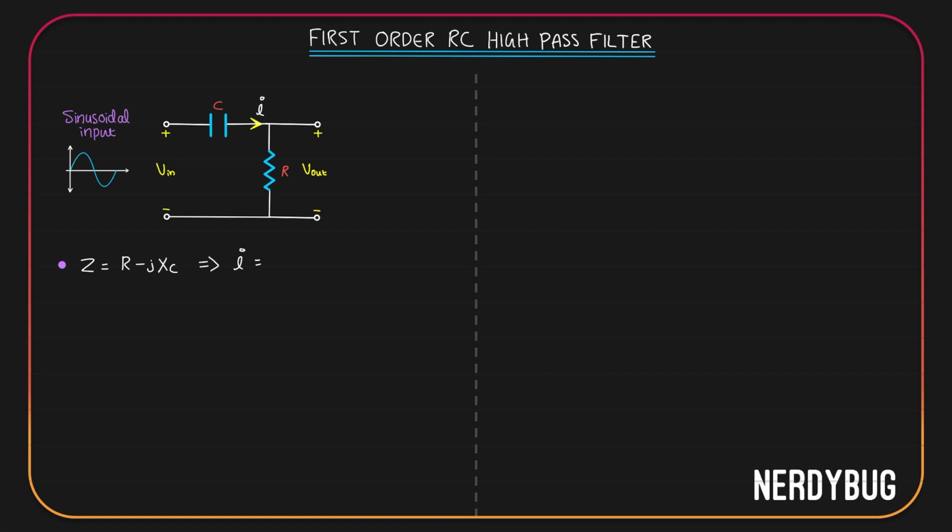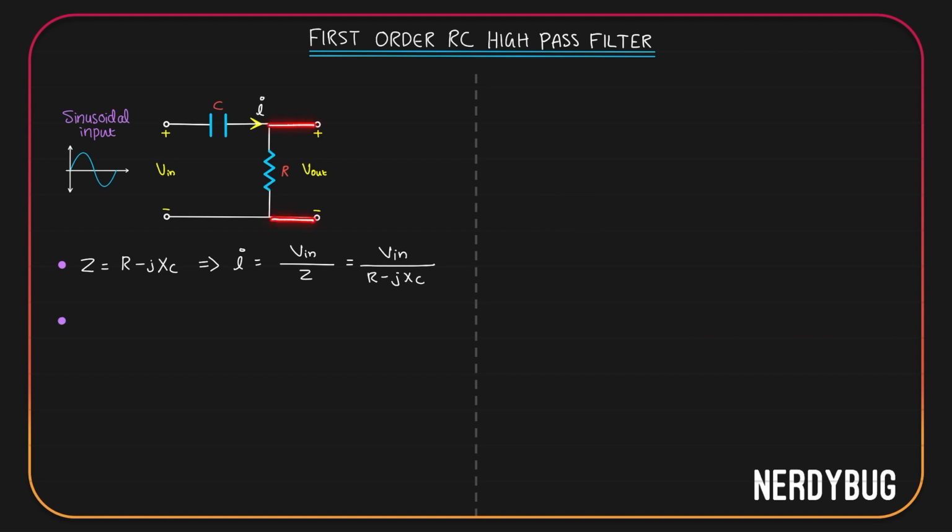Usually when we use Ohm's law, we write V is equal to IR. But this is only when we are exclusively considering the resistor. Here our circuit has a resistor and a capacitor. So we cannot write V equals IR, we'll have to write V equals IZ, Z being the impedance of the circuit. So here the current in the circuit will be input voltage divided by Z: V input divided by R minus jXc.